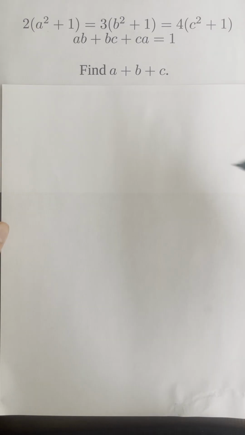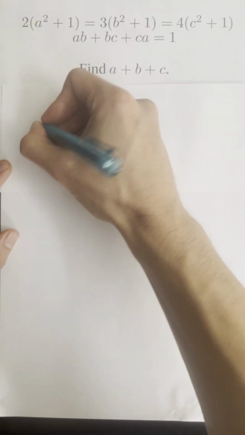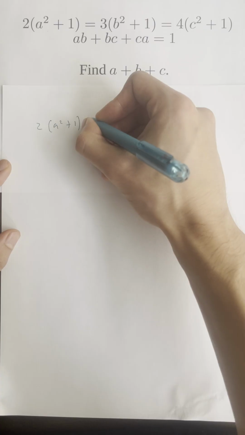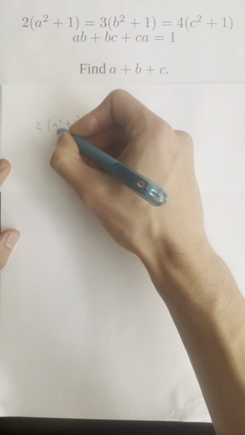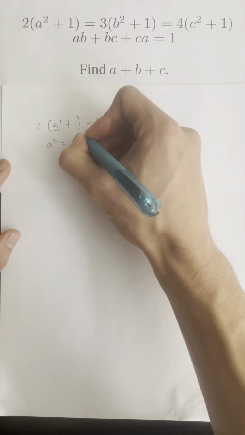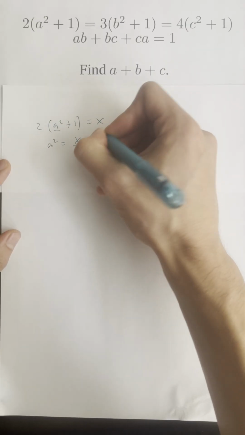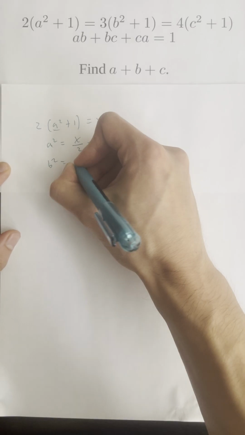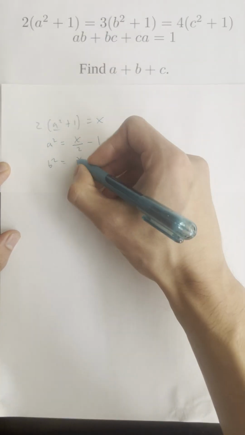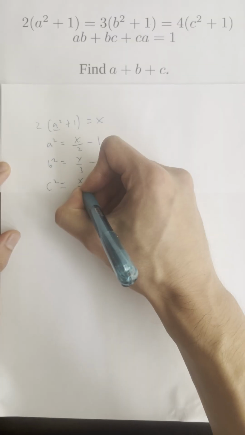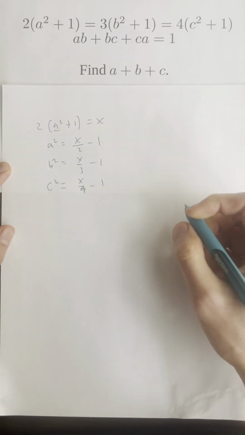All right. So as mentioned earlier, if we set this equal to x, then we can get a squared by itself. So a squared is equal to x over 2 minus 1. And then by a similar process, we can get b squared is equal to x over 3 minus 1, and then c squared is equal to x over 4 minus 1.